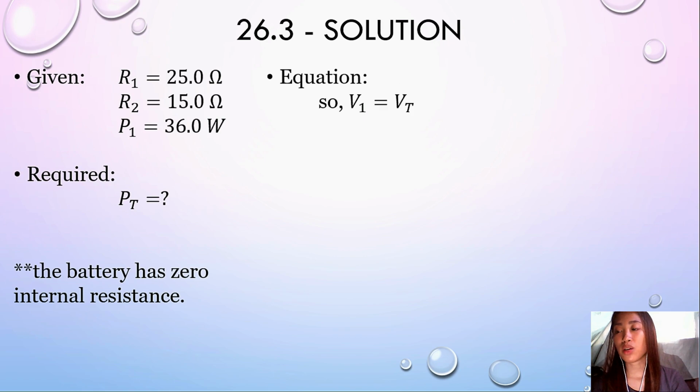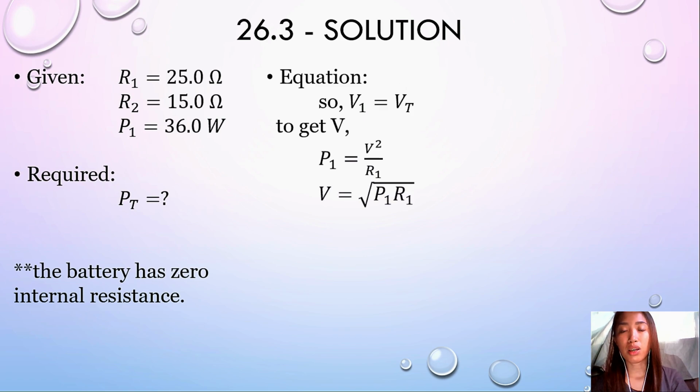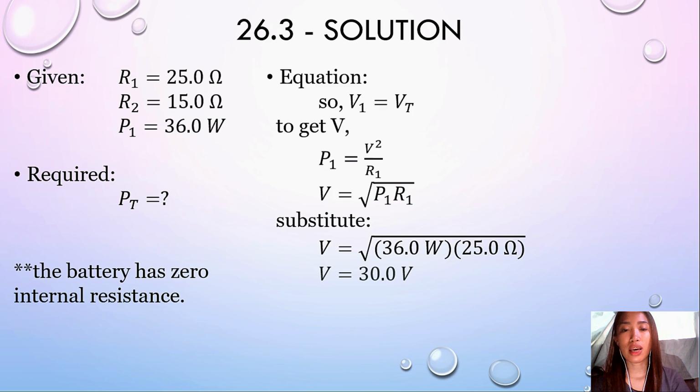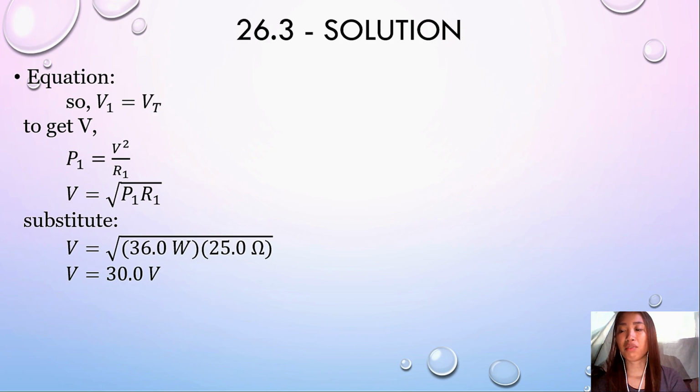So we can use R1 to get the voltage of the battery before connecting R2, where the dissipated power P1 is related to the voltage by the equation P1 equals V squared over R1. So to get V, that will be the square root of P1 times R1. Now, let us plug our values for P1 and R1 into the equation to find the voltage across the battery. Then we get V equals 30.0 volts. So this voltage is equal to the voltage in the first and the second resistor. This voltage is the EMF of the battery.